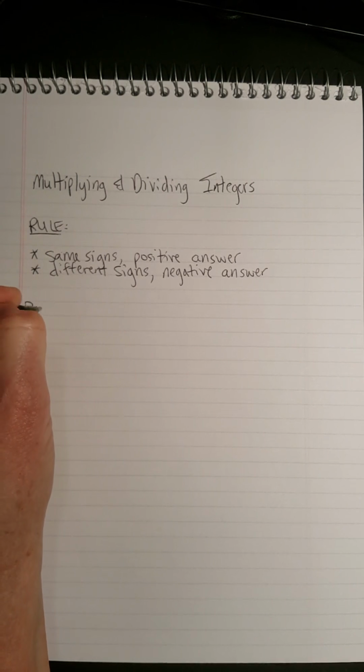What that means is, if you're dealing with two terms, which is where we're going to start, and the two terms have the same sign, so they're both positive, you're going to have a positive answer. Or if both are negative, you're still going to have a positive answer because they're the same. Different signs would be opposite, so one is positive and one is negative, or vice versa. Okay, so let's do some practice.